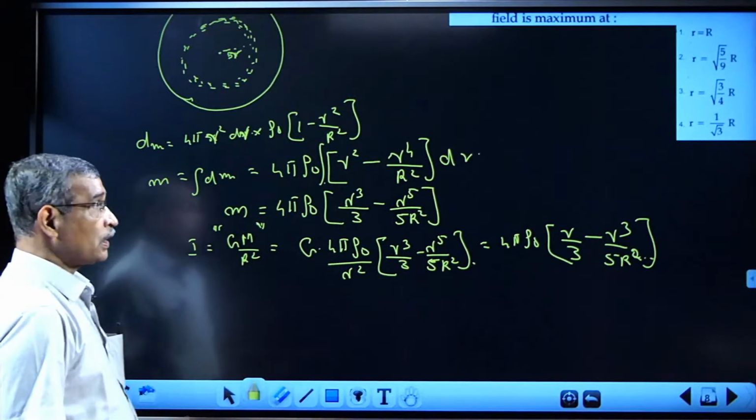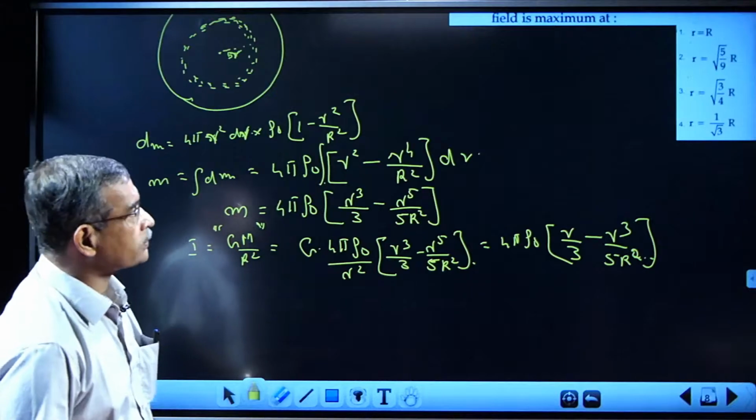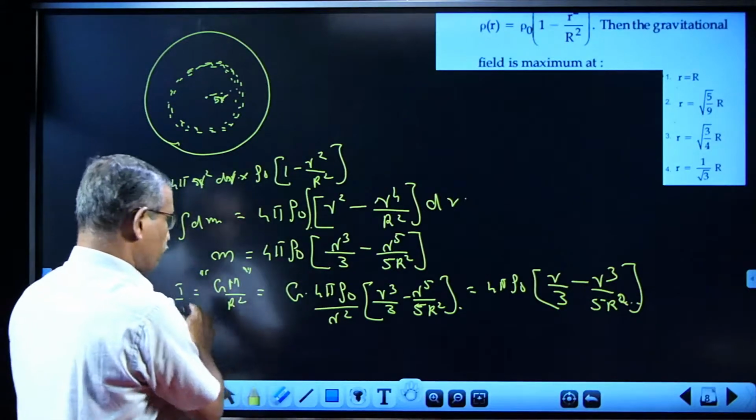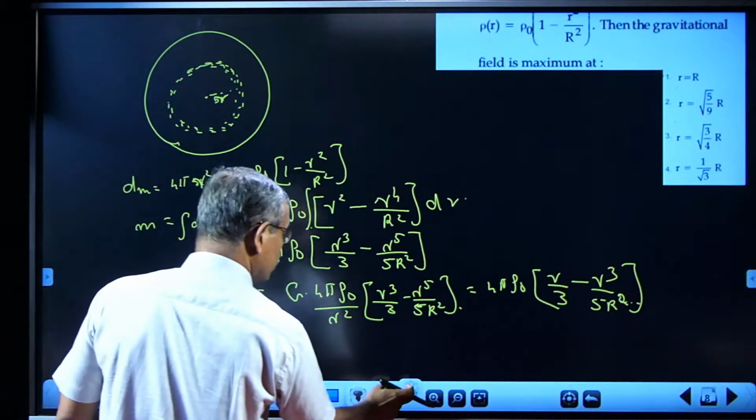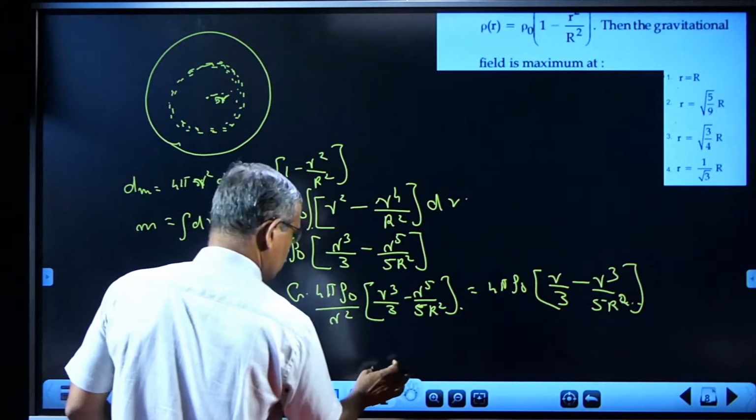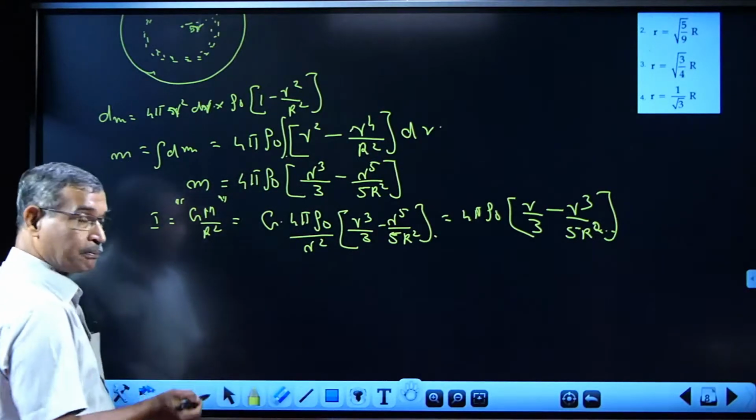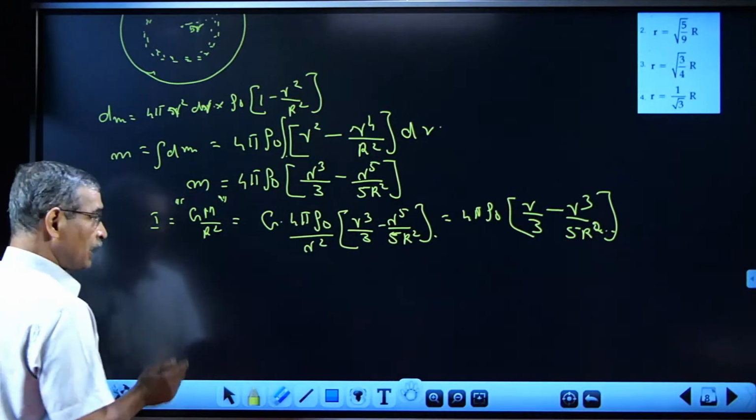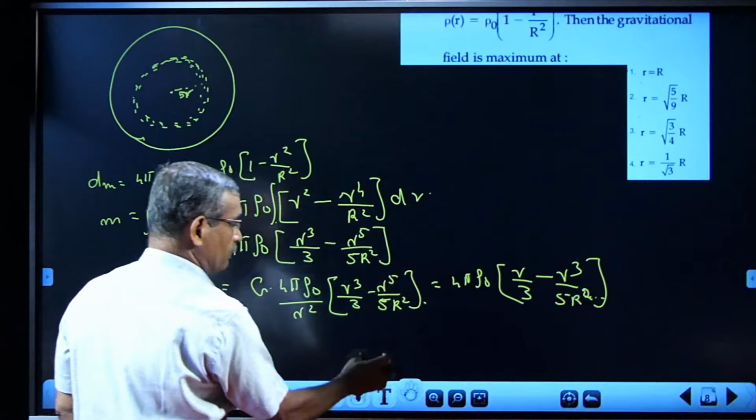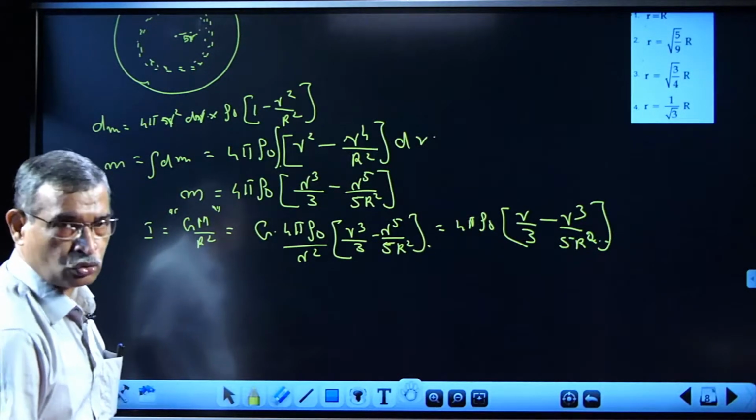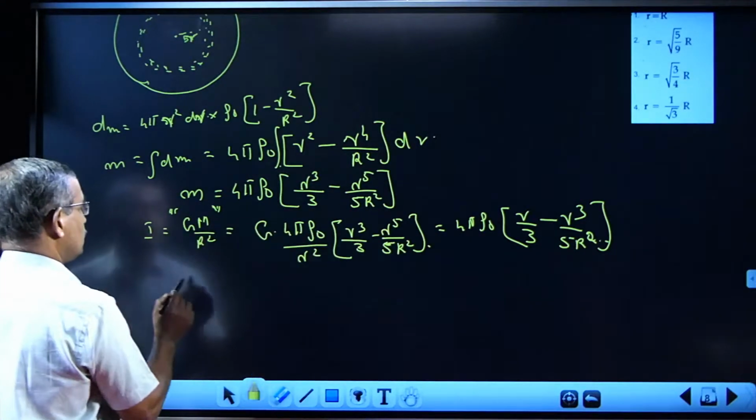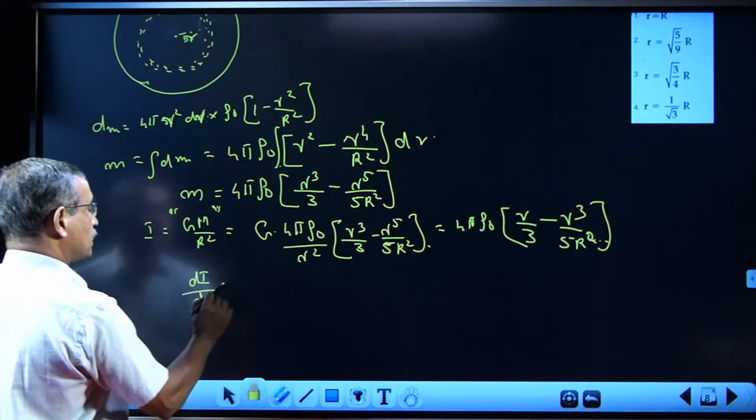This is I. Now in the problem, what is asked? The field intensity is maximum. For which radius is the field intensity maximum? Field intensity is a function of small r. So we differentiate, finding dI by dr, and apply the condition for maximum or minimum. The condition for maximum is that the first derivative must be 0, and the variable is r. So we find dI by dr and put that equal to 0.